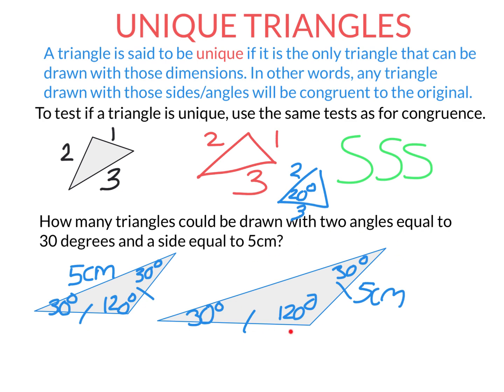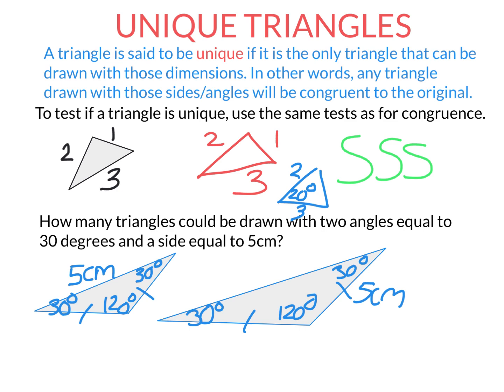This triangle has a side length greater than 5. This one does not. So this triangle is not unique. A triangle with two angles 30 degrees and one side 5 centimeters is not unique because you can draw more than one non-congruent triangle with these dimensions.